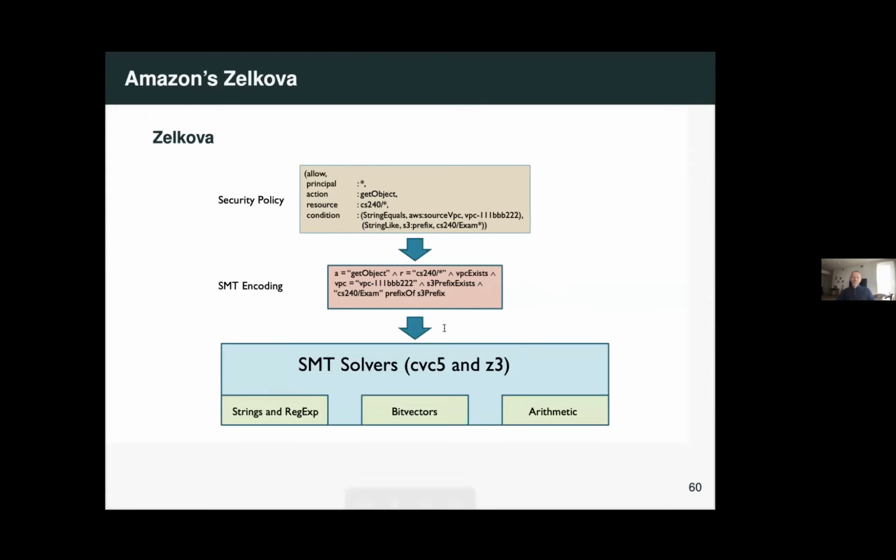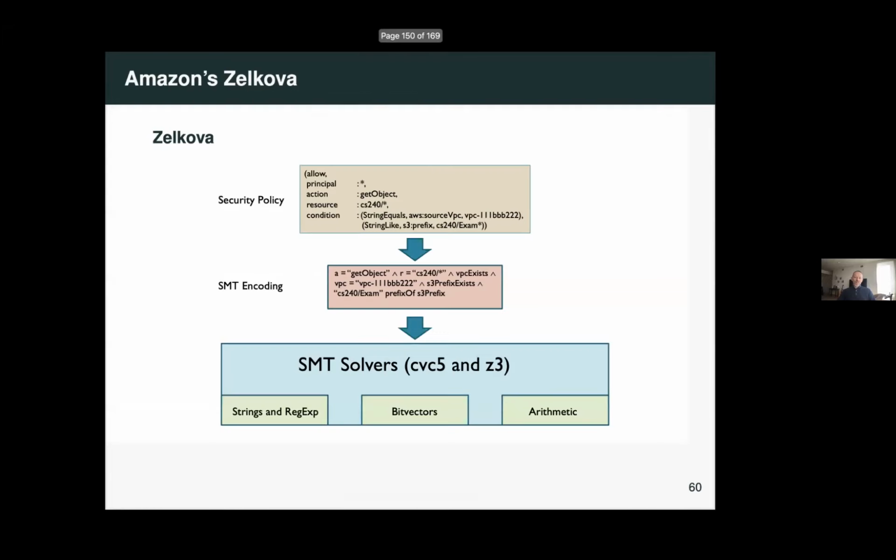And then they can use this to answer questions like, did you just create a policy that's actually no better than the public policy? Did you just make all the data public? And they can inform their customers when they make mistakes like that. So this is a really important tool for Amazon, and they're using our string solver.